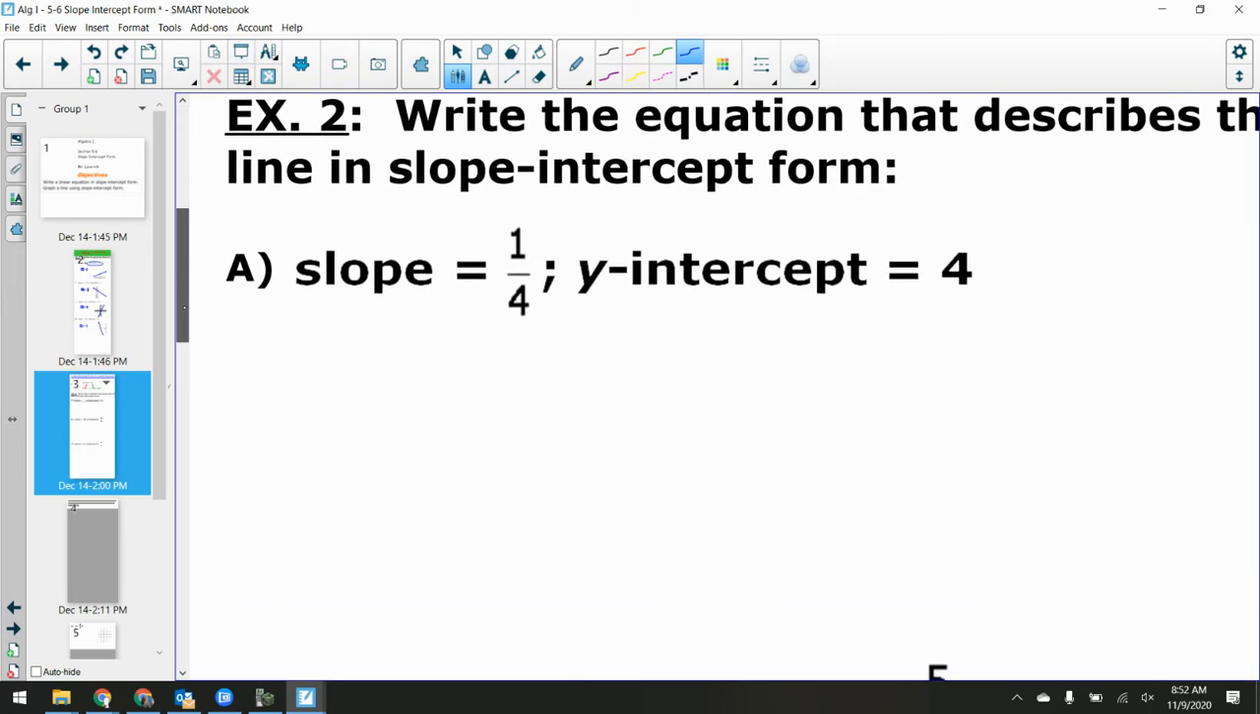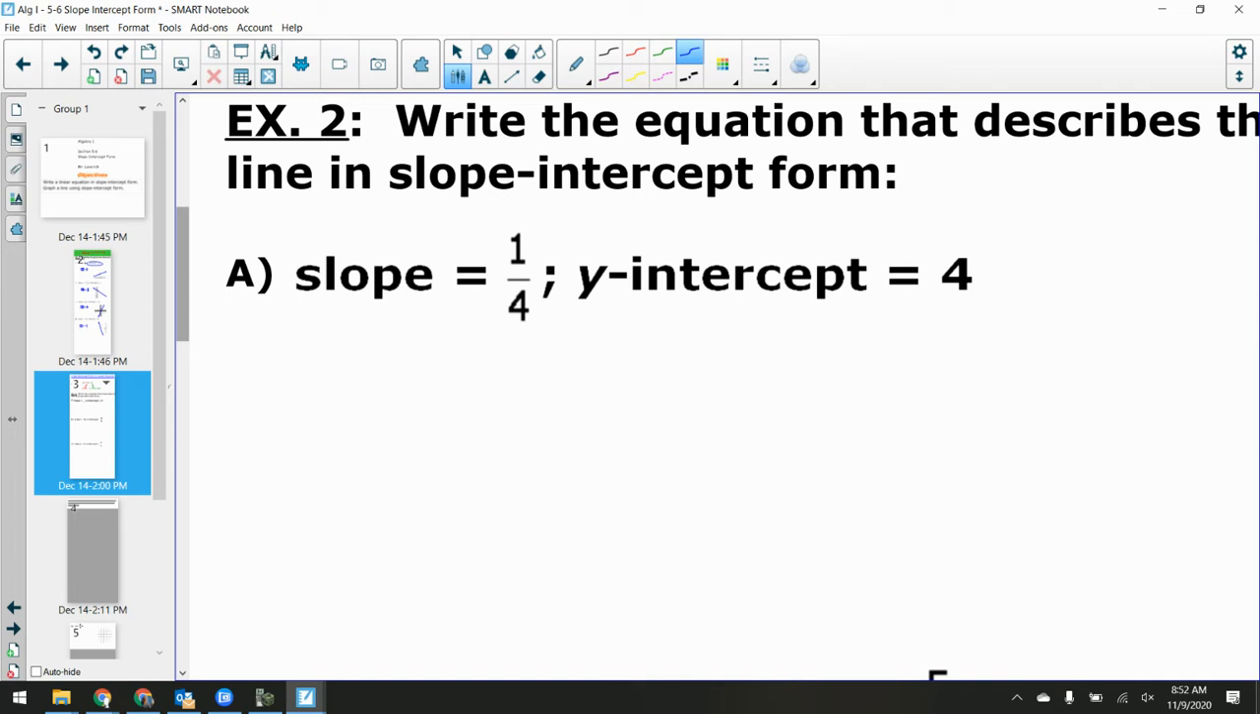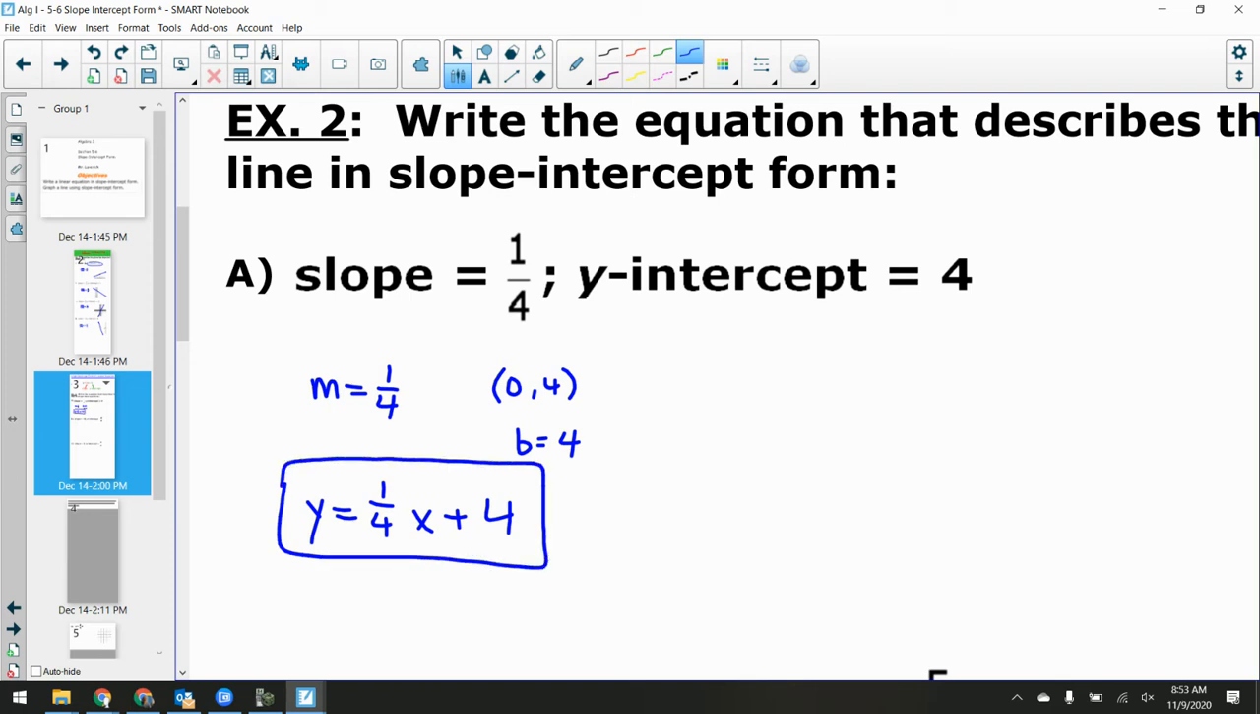So my question now is, write the equation that describes the line in slope-intercept form when the slope is 1/4 and the y-intercept is 4. Okay, well, if the slope is 1/4, that means my m value is 1/4. And if the y-intercept is 4, then my b value is 4. That means that I can take those two things and just input them right into my equation. Y is equal to mx plus b. 1/4 x plus 4.